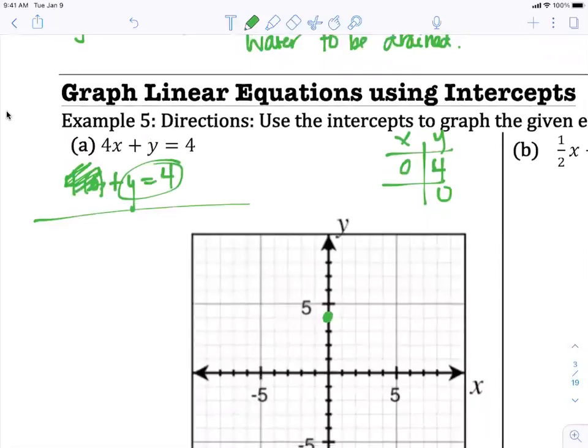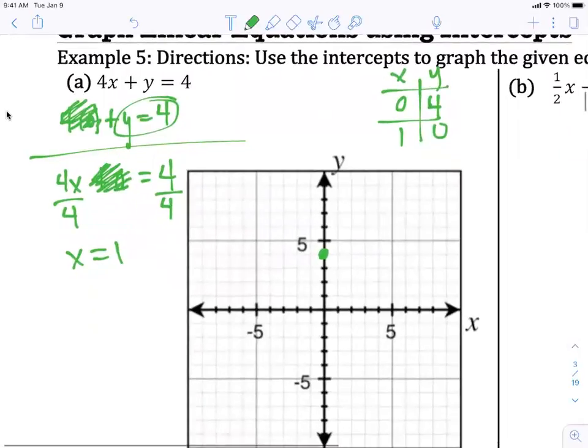I'm going to plug in 0 for y. 4 times x plus 0 for y. And let's see. Well, if I'm adding 0, this I can ignore. And to solve for x, my last step is just going to be to divide by 4. So my x-intercept is going to be at (1, 0). And you can connect your dots right now. We have everything we need to graph this line.